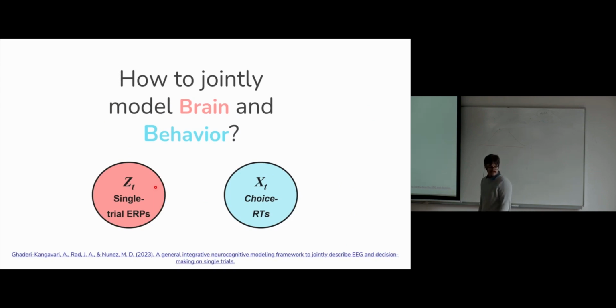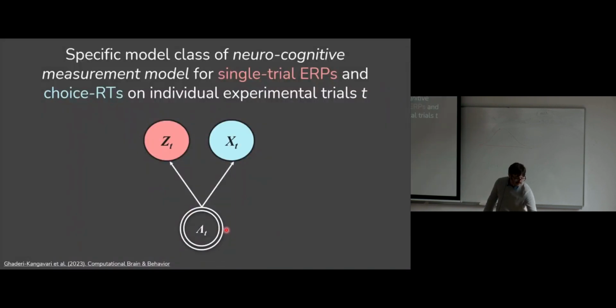Okay, this is part of a general trend to model both brain and behavior. So if you think about Z as being all single trial ERPs and X being the behavior or choice RTs in this particular example, well then what I'm really doing is I have some parameter that changes per trial, and that describes the trial level single trial EEG and the trial level behavior data.